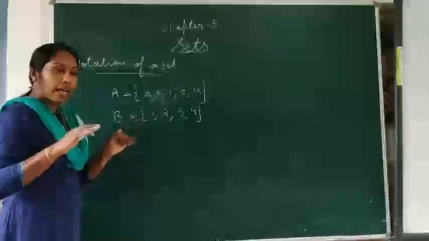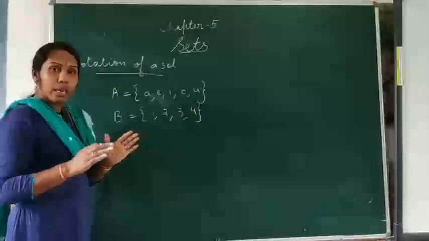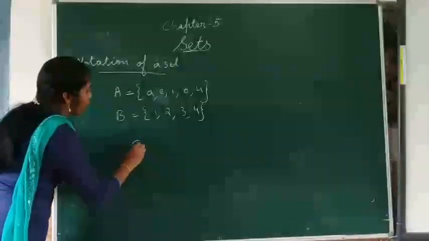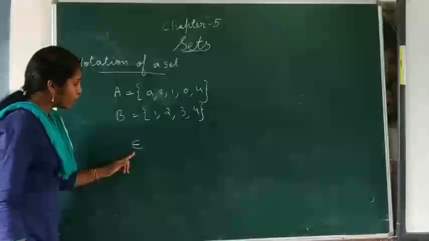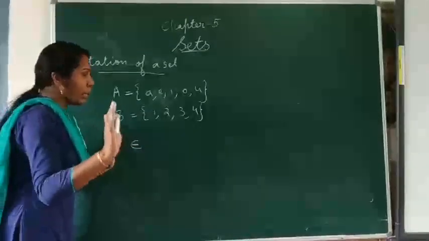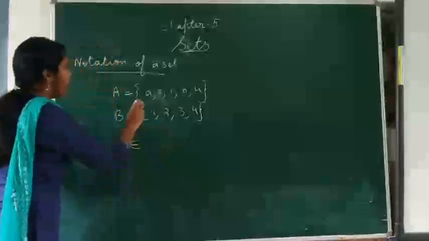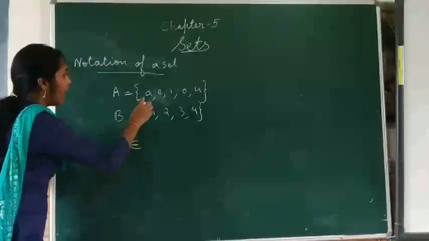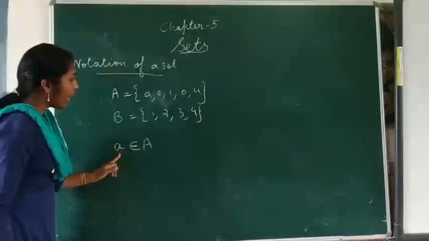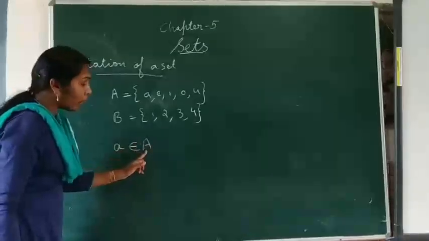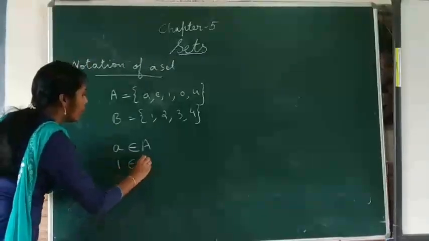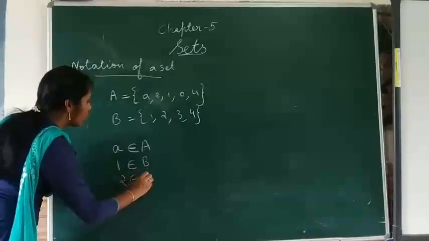Now, how to say that a particular value is a member of a set? For that we can use the symbol belongs to. This symbol is known as belongs to. This is used to say that one particular value is a member of the given set. Here we can say that a belongs to set A. So this means that a is a member of the set A. Similarly, 1 belongs to B, 2 belongs to B.